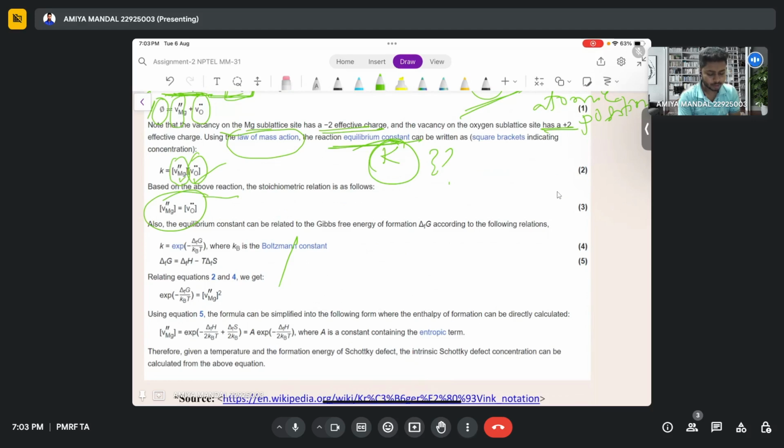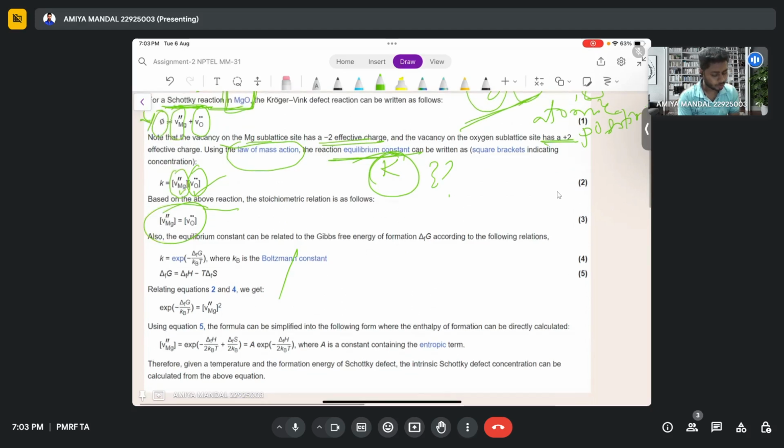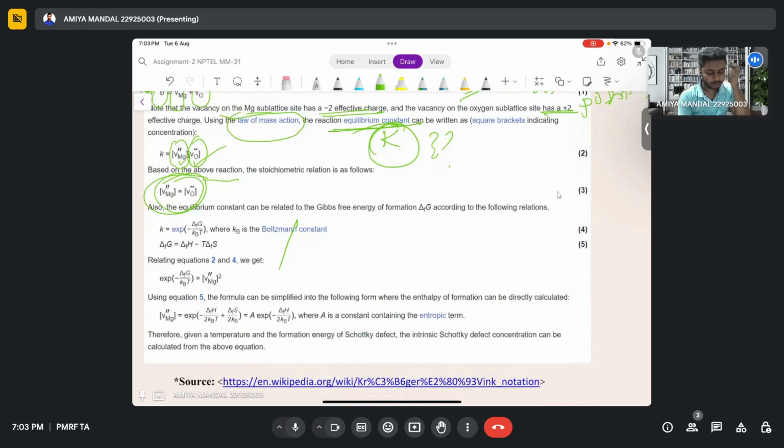This is a stoichiometric defect. Point defects are always stoichiometric, meaning the number of cation vacancies and the number of oxygen vacancies created will be the same. So at equilibrium, their concentrations will also be equal. Now the equilibrium constant K can also be related to the Gibbs free energy, delta G. They are related by kBT in the exponential form.